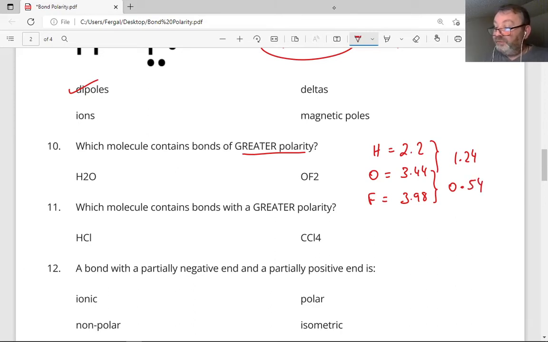So therefore the answer is the greater polarity exists between hydrogen and oxygen. However, there's a shortcut.